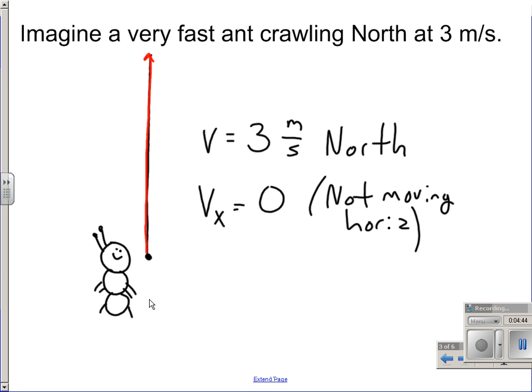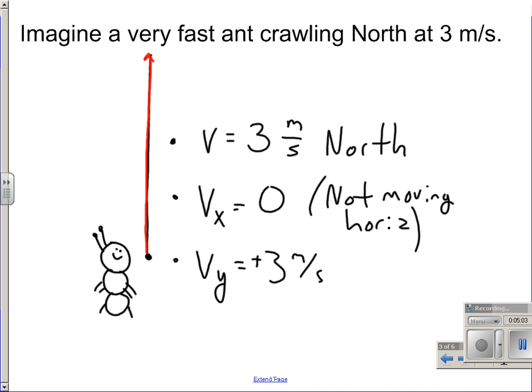And the vertical velocity is a measure of how fast he's moving in a vertical direction, which in this case is 3 meters a second. And here, just saying positive is enough because I know vertically I can only go up or down, and positive implies up. Okay? So these are three things that I know about my ant.